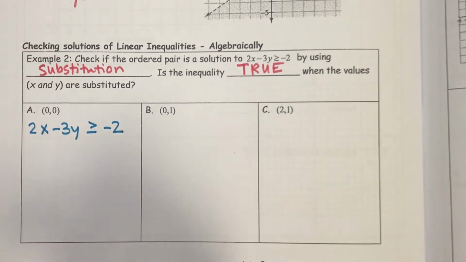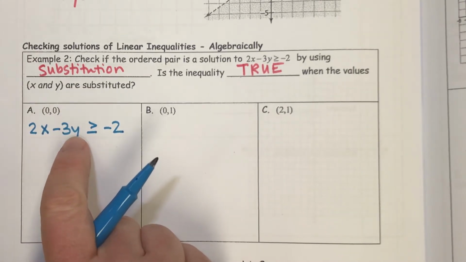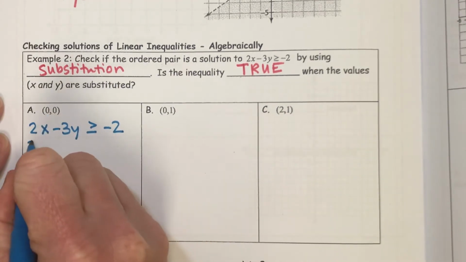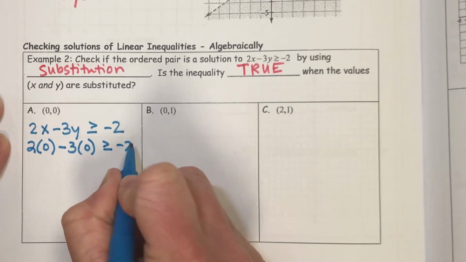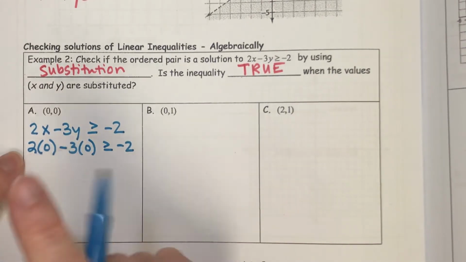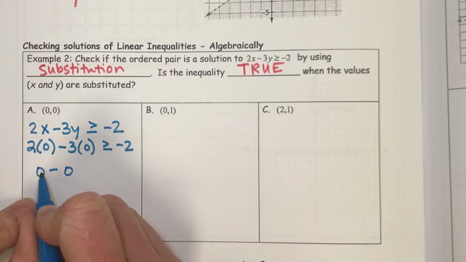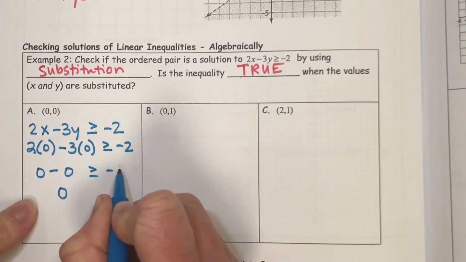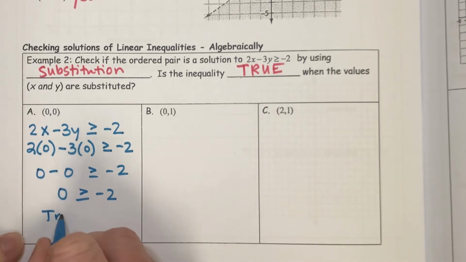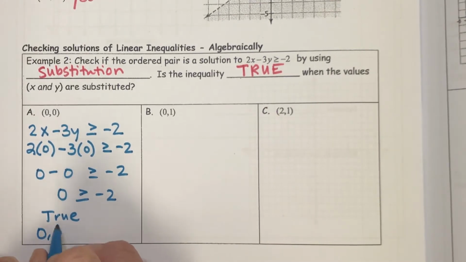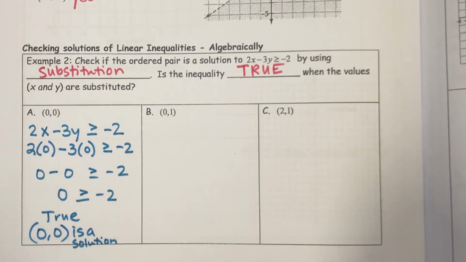So what I'm going to do is substitute in for my x the number 0, and substitute in where you see the y also the number 0, since it's (0, 0). So is 2 times 0 minus 3 times 0 greater than or equal to -2? Well, let's do our math. 2 times 0 is 0. 3 times 0 is 0. And after I subtract those, 0 minus 0 is 0. So is 0 greater than or equal to -2? That is true. So that means that (0, 0) is a solution. So we'd say yes, it is.